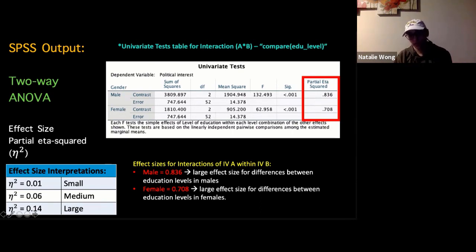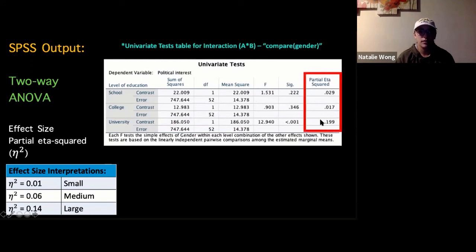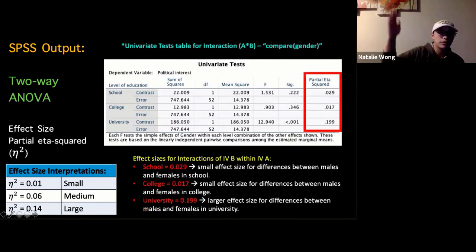Flip side to that, if we went to comparison of genders within school, we get a univariate test box that has our p-values listed on the side. And then we would have similar ways to interpret each of those effect sizes as we did in our previous examples. So for high school, we had a relatively small effect size for differences between males and females in that school level of our education. College would be also considered small, and then our university value would be considered large.